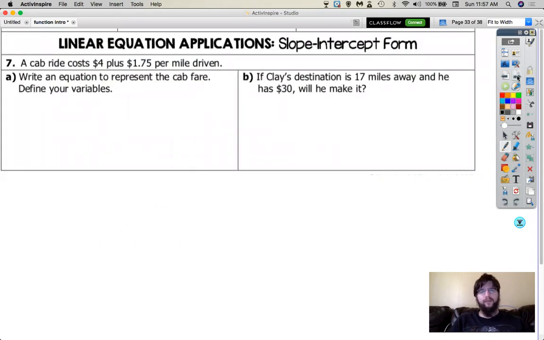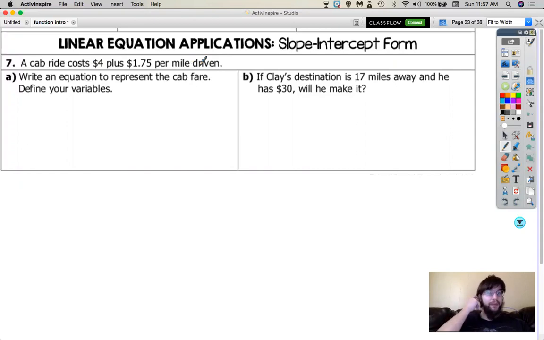So here we go. Application problem. We're given a word problem and we need to create our own equation. So this is pretty key here. Let's read what's going on. A cab ride costs $4 plus $1.75 per mile driven. Okay, so it's a flat $4 and it's $1.75 per mile.